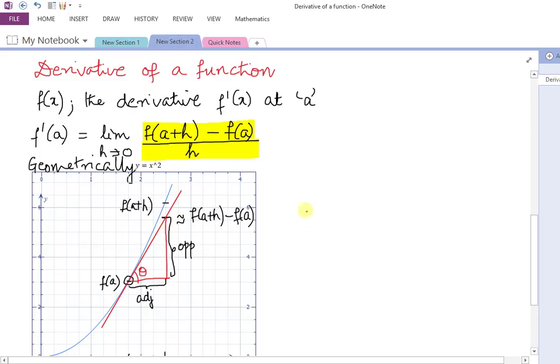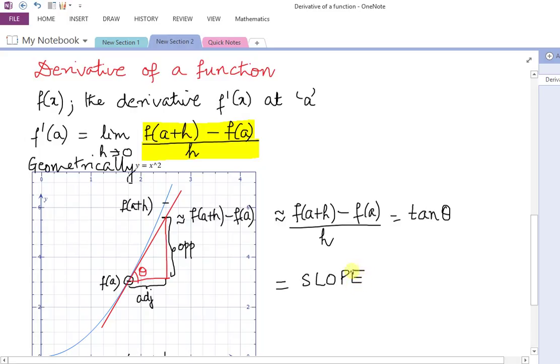Right? So what is this formula for the derivative giving me? It is giving me the opposite side by the adjacent side, or in other words, it is giving me f(a + h) minus f(a) divided by h, which, from trigonometry we know, is the tangent of the angle theta, and that we know is also equal to the slope of this tangent at the point A. So what is our geometric interpretation of a derivative? It is the slope at a specific point.